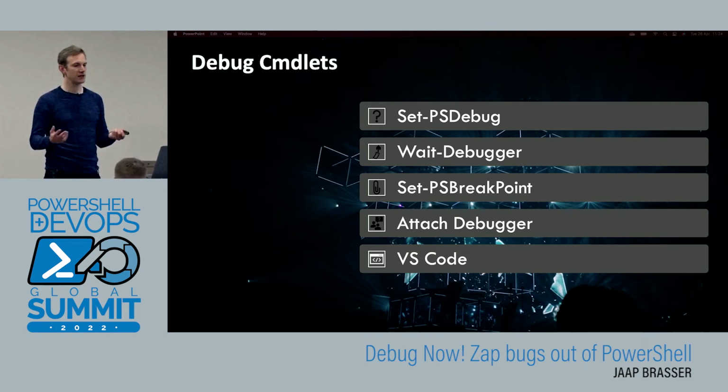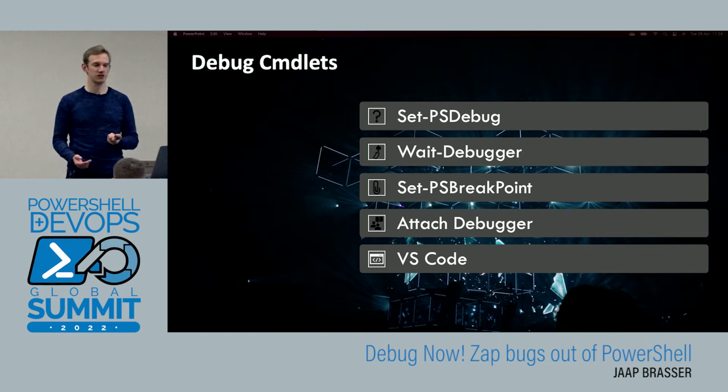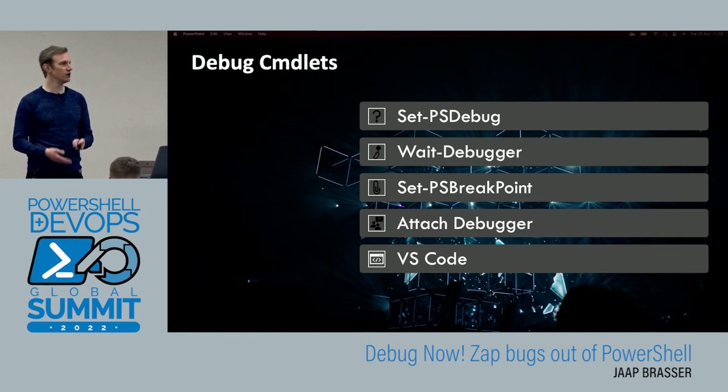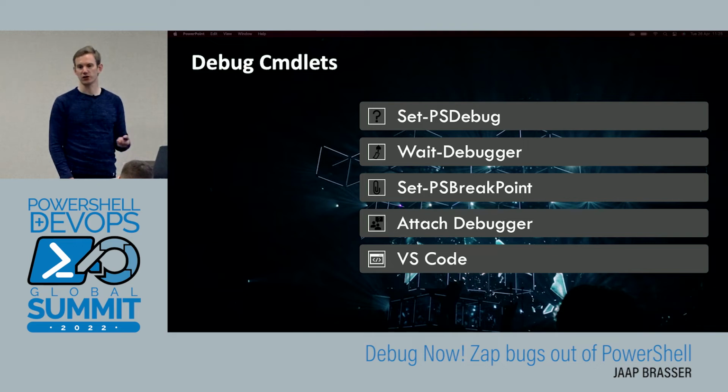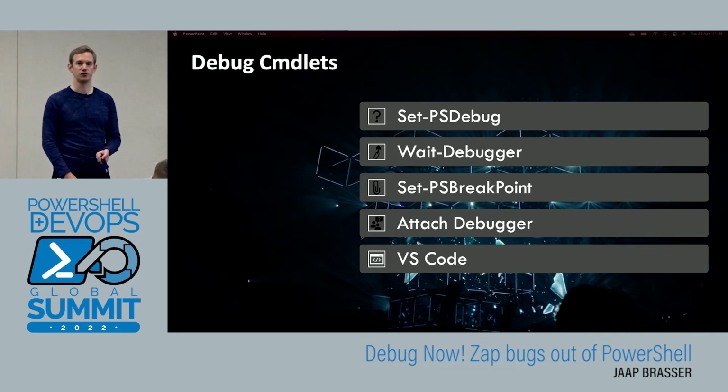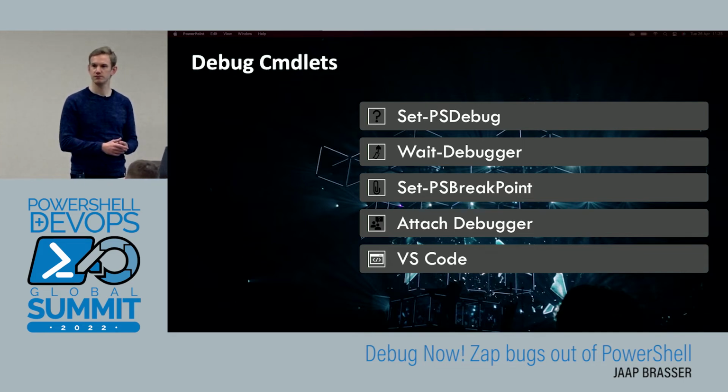Then we have setting breakpoints. We can attach a debugger, and it's not a command; it's a tool. VS Code will give us a lot of options for debugging as well. And that's what we're going to take a look at now: how we can use VS Code for debugging and some of the error handling things that I've just discussed earlier. Any questions before I get into that?